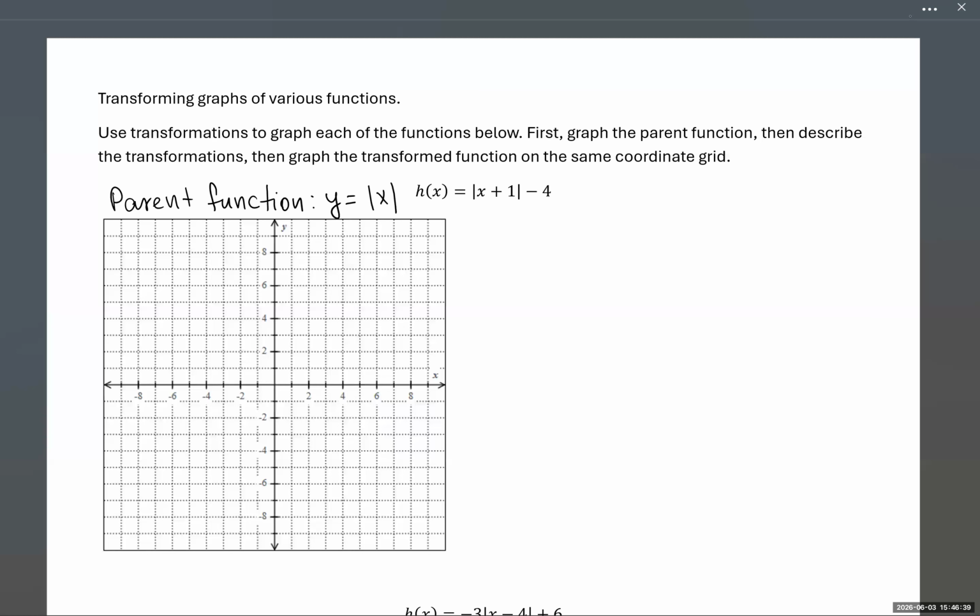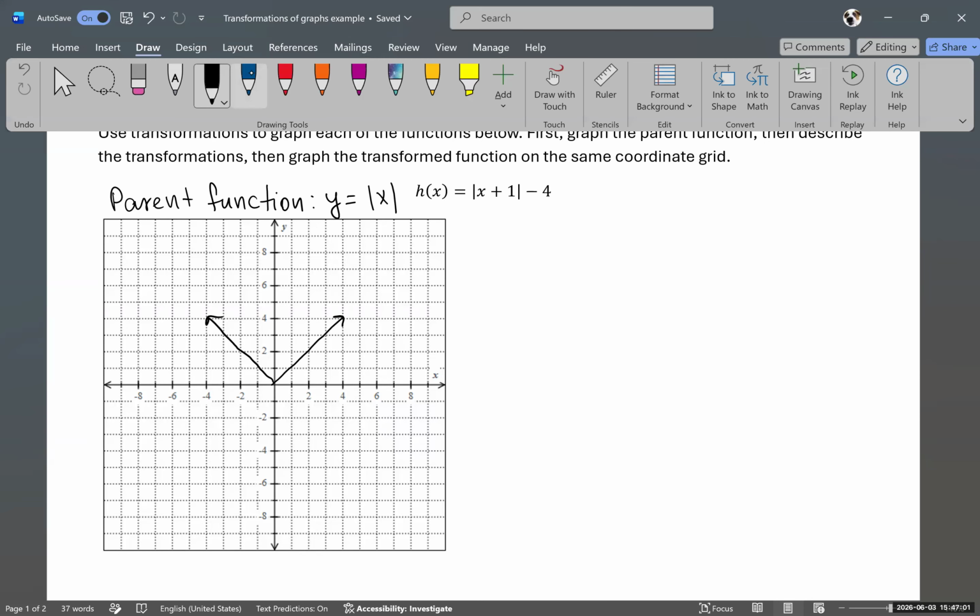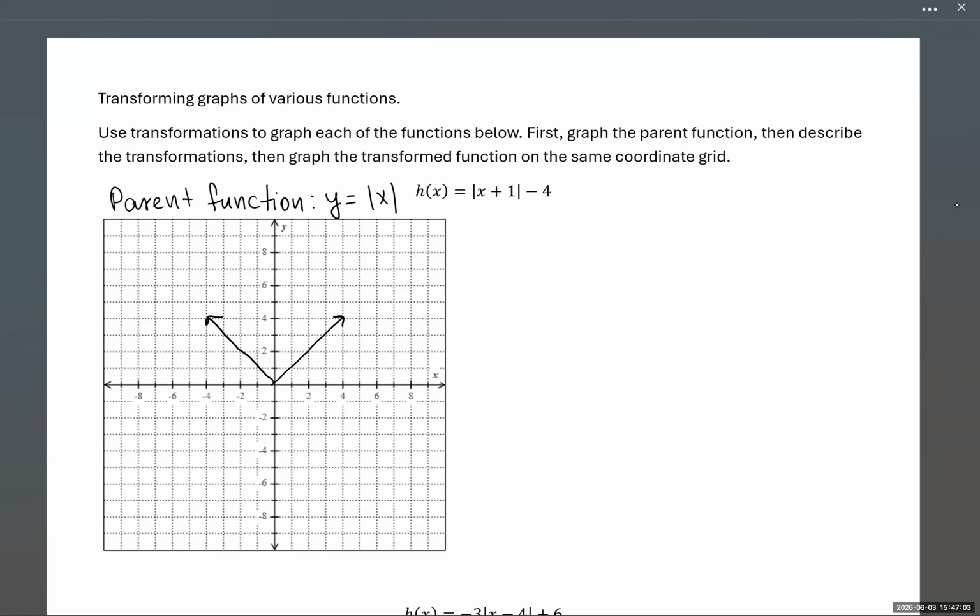I will go ahead and draw a parent function to help us with a transformation. This is a parent function of y equals the absolute value of x. It looks like a V. On the right, the line has a slope of 1. On the left, the line has a slope of -1. Now let's go ahead and describe the transformation that's happening with our function h of x.